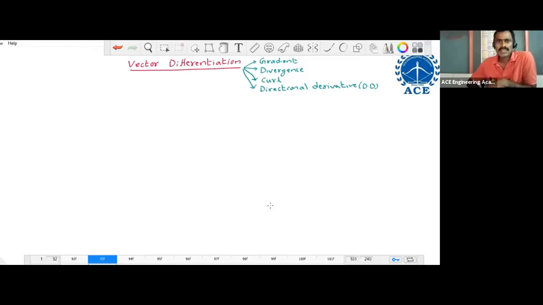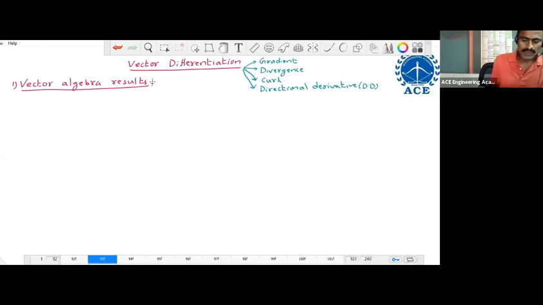You studied vector algebra in +1, +2 level, or 11th and 12th standard. So from the vector algebra topic, whatever results we require, we write all those results for this calculus part only. Then we start the actual vector calculus part. Okay, let us start with the first one: vector algebra results. We consider some results of vector algebra for this calculus part.